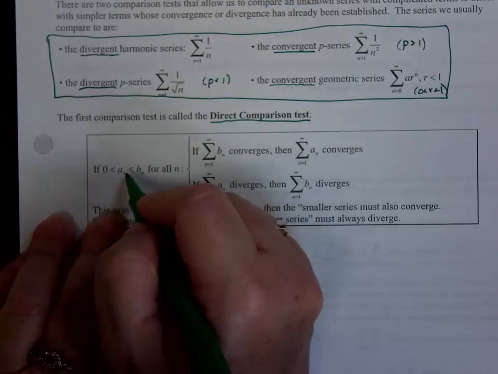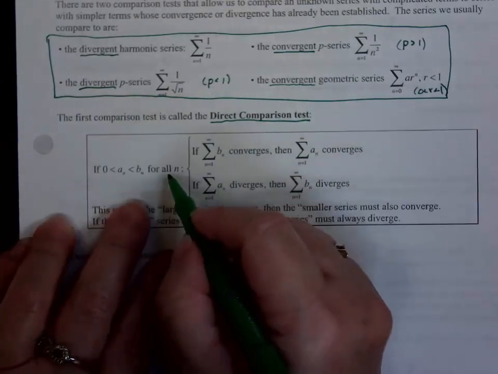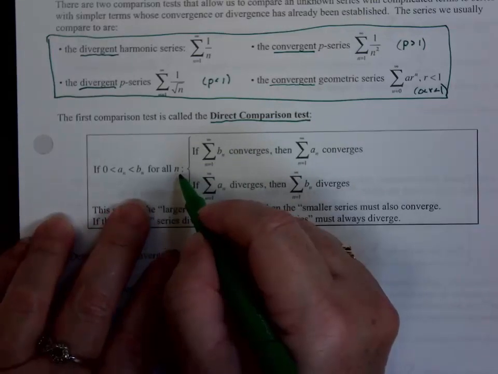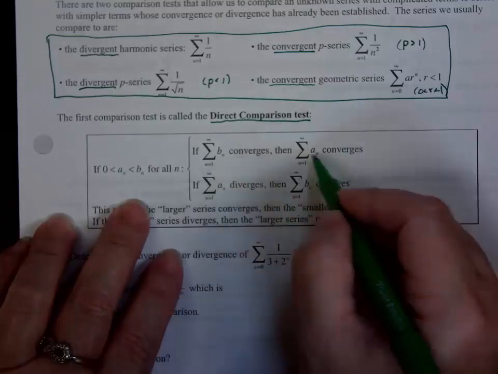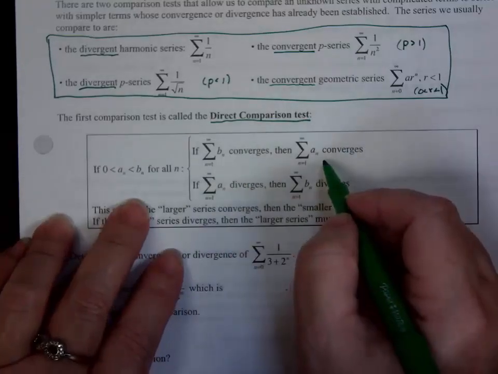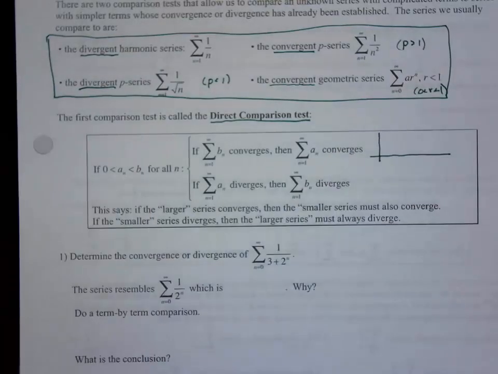Notice that they're both positive here. A is between 0 and B for all of the n's in question. So this one says if B converges, then A is going to converge. Okay? So draw me a first quadrant, just a tiny one right here, kind of long on the x-axis.